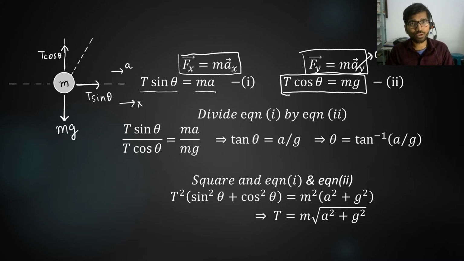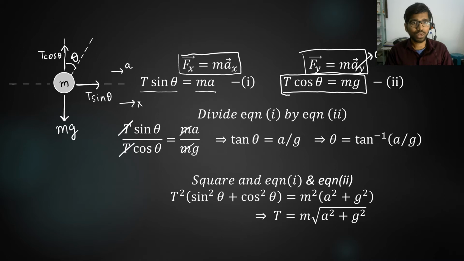Now we wish to calculate theta. In order to do that, we will divide equation number 1 by equation number 2. T sine theta by T cos theta will be equal to ma divided by mg. As you can see, T will cancel out and m will cancel out. We will have tan theta equals a by g, or theta equals tan inverse a by g.